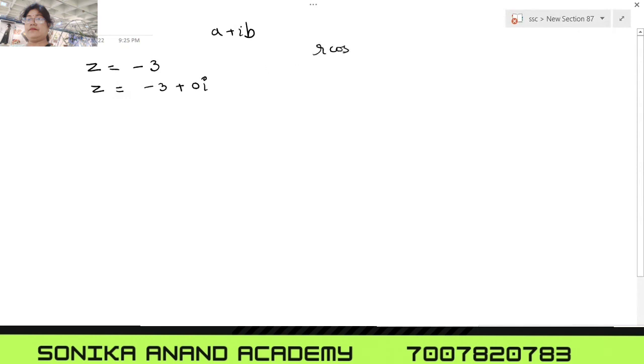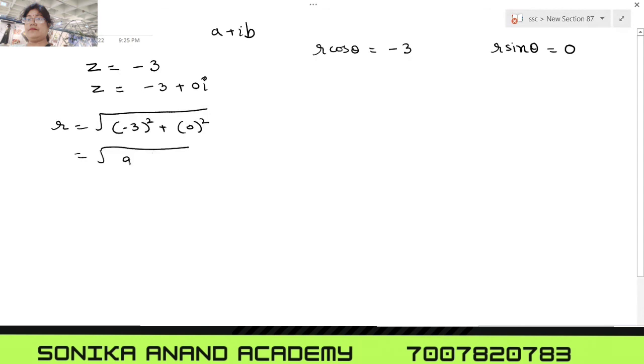So r cos theta is minus 3 and r sin theta is 0. Clear? It's better to find the value of r using the coefficient method because it's so simple. That is 3. So we put over here 3.